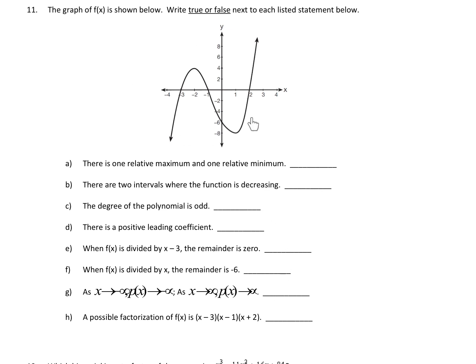Okay, so we have to write true or false on number 11 for each of these statements. Okay, so we're using this graph. Let's see. There is one relative maximum and one relative minimum. All right, well, that's true. Okay, we have a relative max up here and a relative min right there. So there is one of each. So that is going to be true.